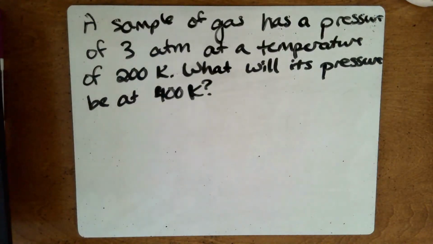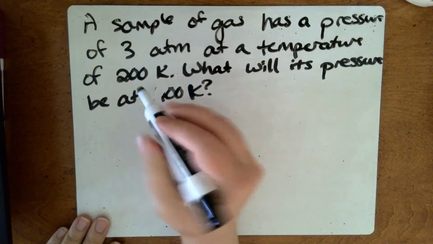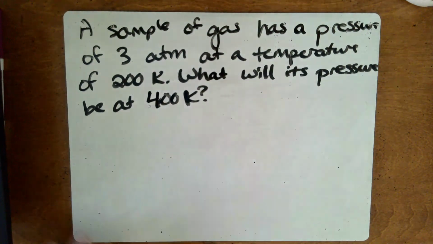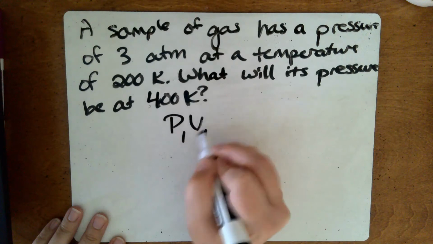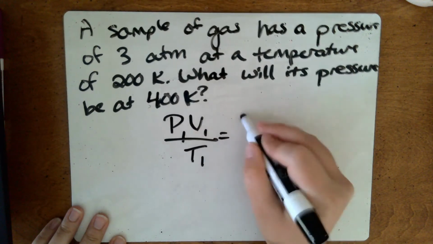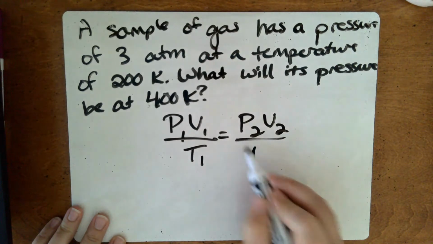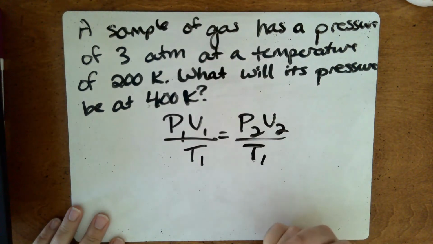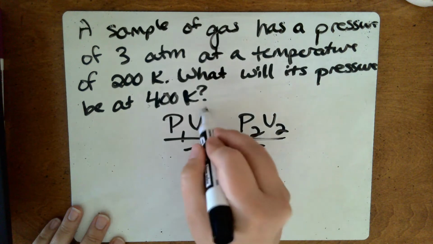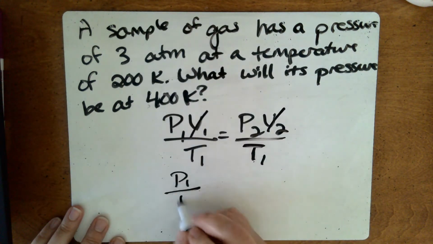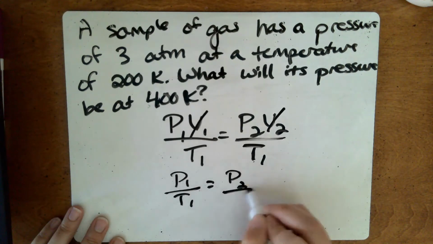All right, so this problem says a sample of gas has a pressure of 3 atmospheres at a temperature of 200 Kelvin. What will its pressure be at 400 Kelvin? Sorry, it's not super clear. Let's just say 400. Now, initially, when we start with this equation, we see we have 2 different temperatures and 1 pressure. Now volume isn't mentioned at all. So since volume isn't mentioned at all, we can just assume volume stays constant. So my new equation would be P1 over T1 equals P2 over T2.